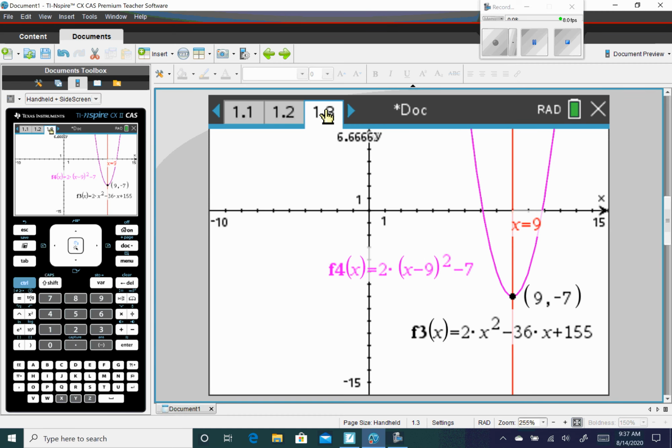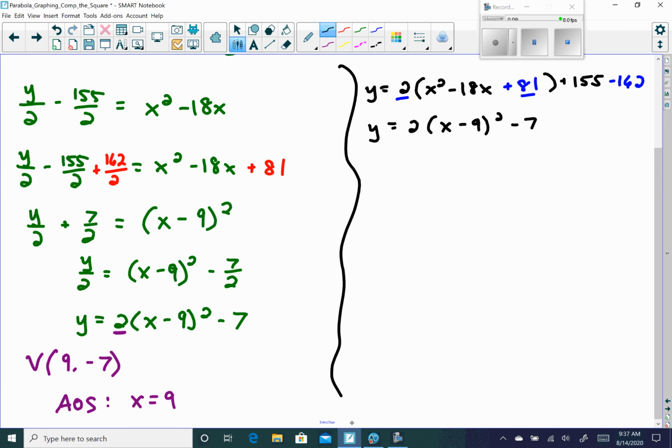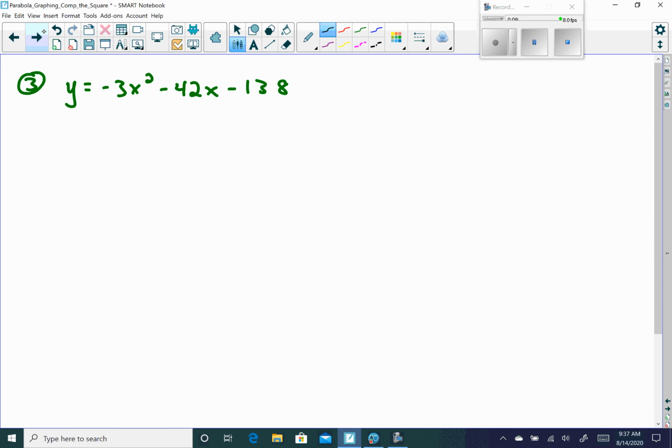Okay, so here I have both of them in standard form and vertex form graphed. Here is the vertex at 9, -7. Axis of symmetry is x equals 9. All right, if you want to try this, either method, pause the video first, work this out, and then resume play to check.